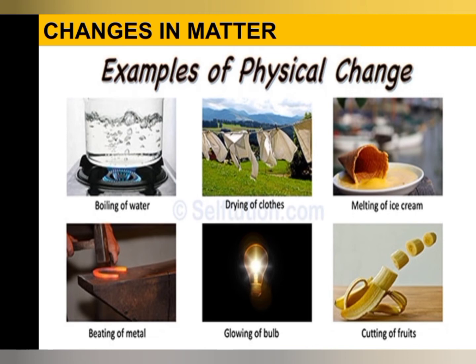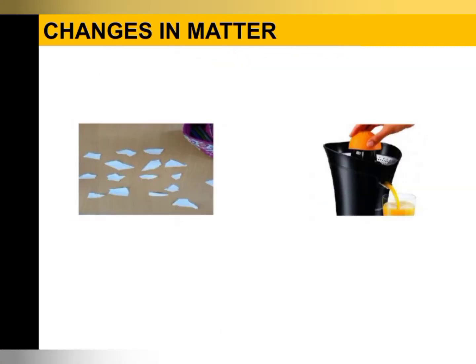Beating of metals. So, di ba, some metals have the ductility and malleability property. So, when we beat them, hindi natin sinisira yung kanyang property. Actually, metal pa rin siya. Glowing of bulb, okay, when we light up a bulb, and cutting of fruits. So all of these things are showing us physical change. Ito, cutting of paper, and then when we squeeze a fruit to make it a juice, it's only a change in the physical appearance. Okay?